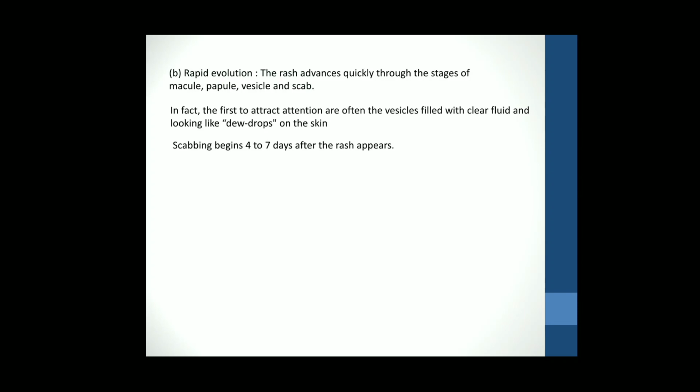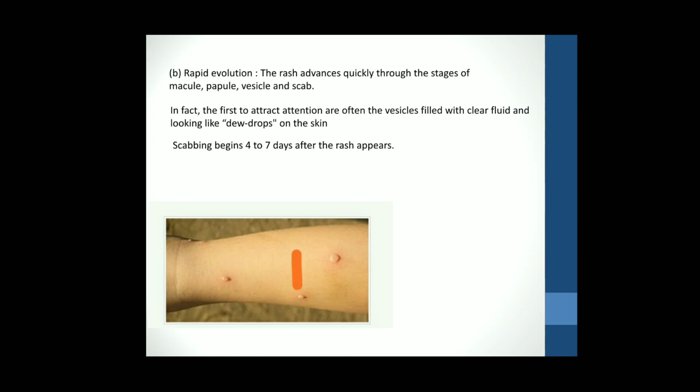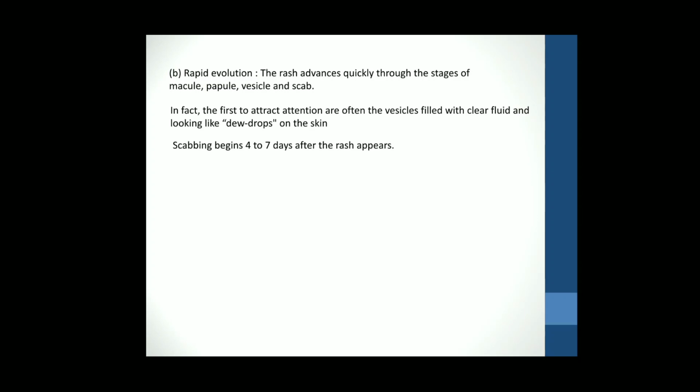Rapid evolution. The rash advances quickly through the stages of macule, papule, vesicle and scab. In fact, the first to attract attention are often the vesicles filled with clear fluid, looking like dew drops on the skin. Scabbing begins 4 to 7 days after the rash appears. Initially, when the rash appears on the body, we can see vesicles just like dew drops.